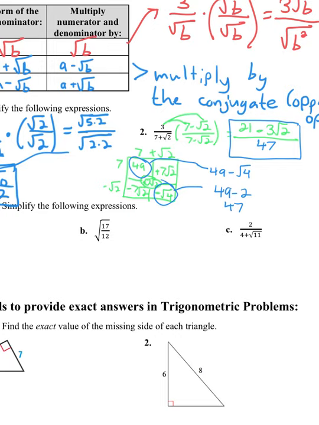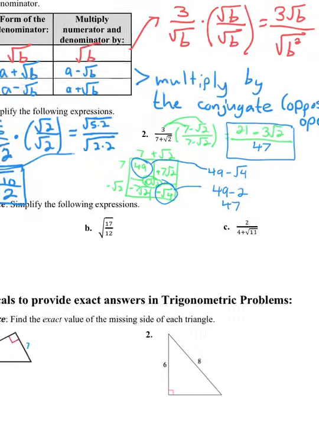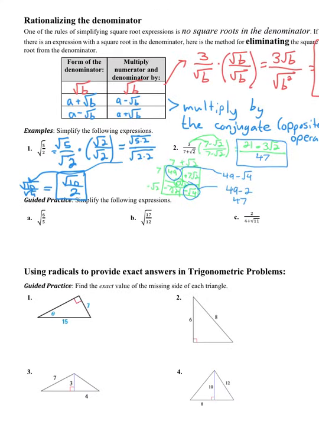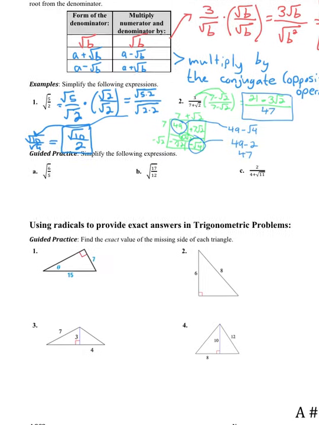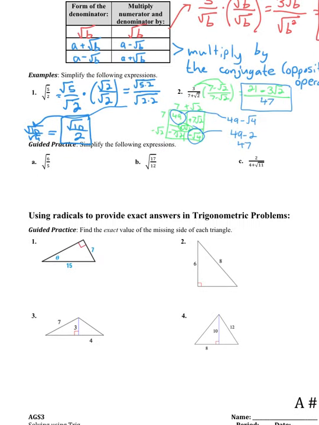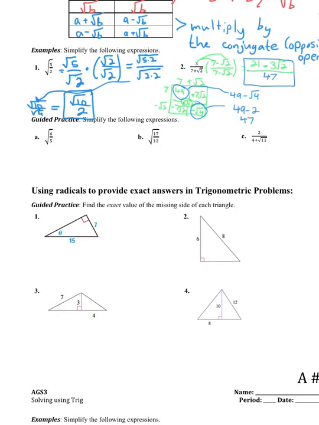All right. So now there's 3 examples down here. I want you guys to try these 3 practice problems. Give them a shot. And then if you finish those 3, you can actually even try the triangles as well. You're going to use radicals to provide exact answers in trigonometric problems. So when you get down to these ones, I don't want decimal answers. Exact means radicals, okay? So give those a try.